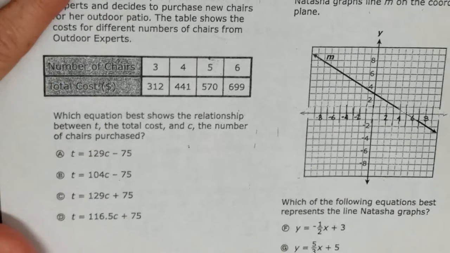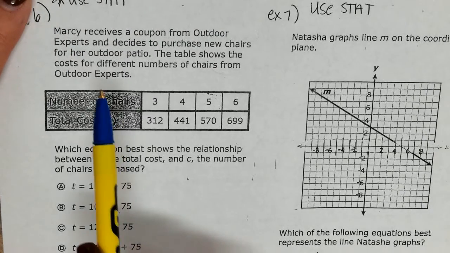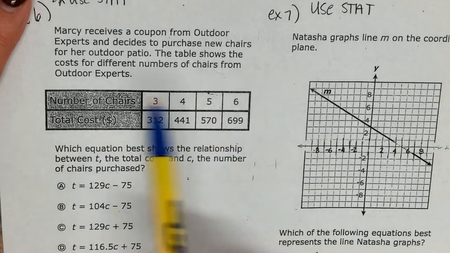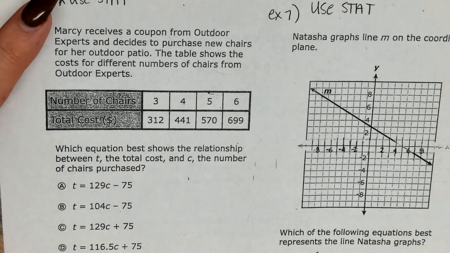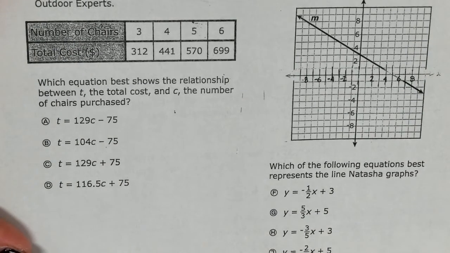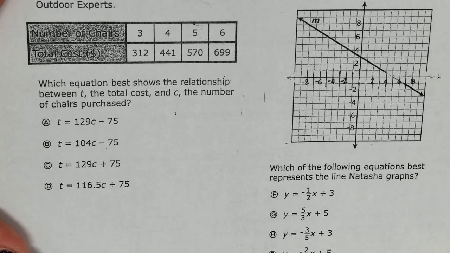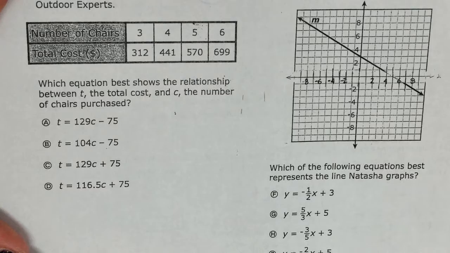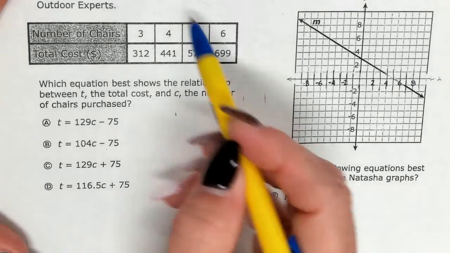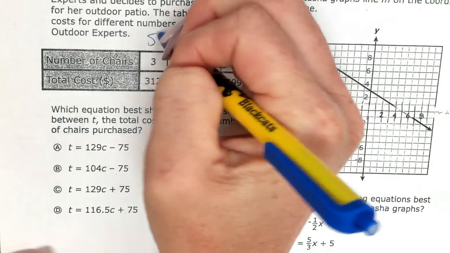These are some questions that you could see on your assignment or the STAR test. This one says, Marcy receives a coupon from Outdoor Experts, decides to purchase new chairs. Guys, honestly, I don't even have to read this question. Look at the answer choices. Are these in y equals mx plus b? Could I use my y equals button in my calculator to match it to that table? Could I use stat to put these in and get the slope and the y-intercept? You guys have to decide which way is your favorite way. What do y'all think? I would probably use stat.